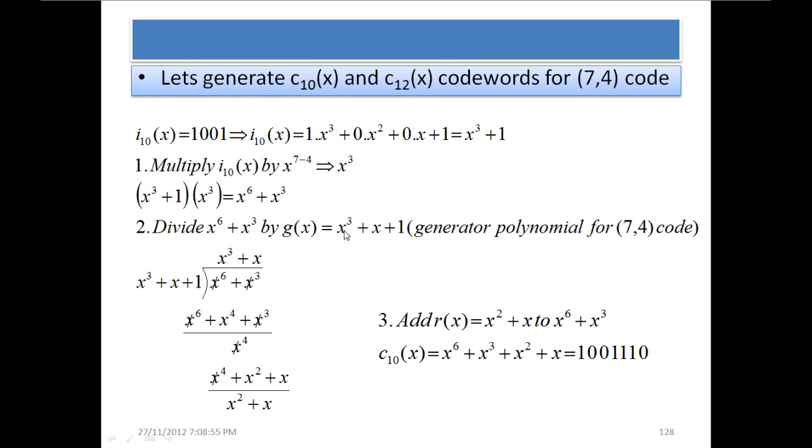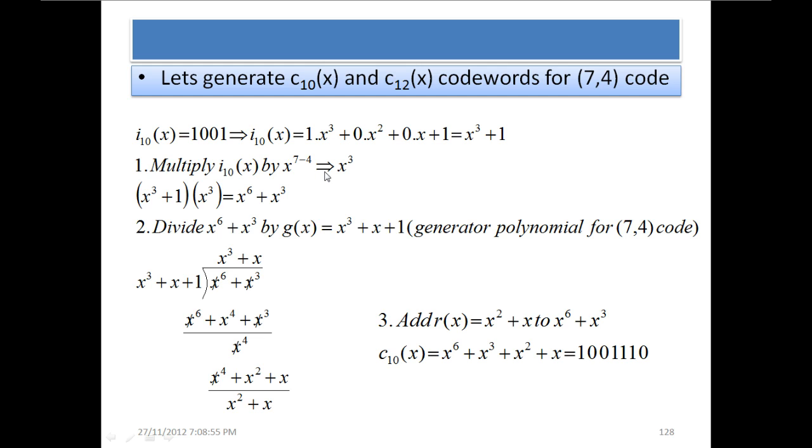Now let's see an example. Let's generate the code words C10 of x and C12 of x for the 7,4 code. Suppose I10 of x is equal to 1001. When we convert it into polynomial form, 1 is multiplied by x cube. Why x cube? Because here we have 4 bits, so 4 minus 1 is equal to 3. So 1 multiplied by x cube, then 0 multiplied by x squared, then 0 multiplied by x, plus 1, and that gives x cube plus 1.